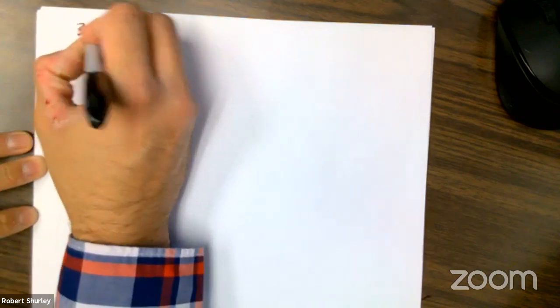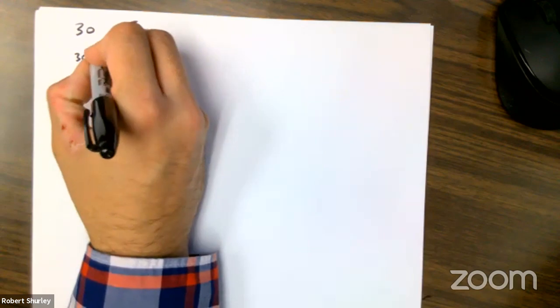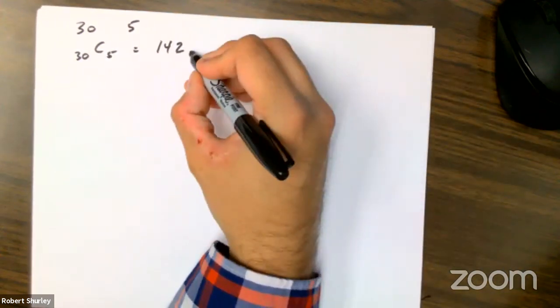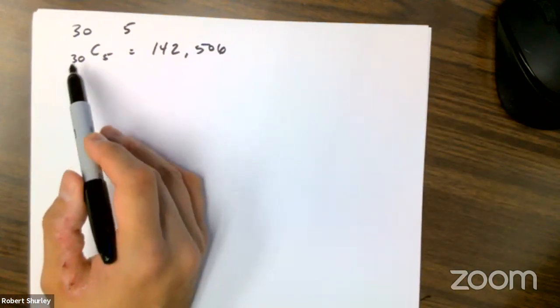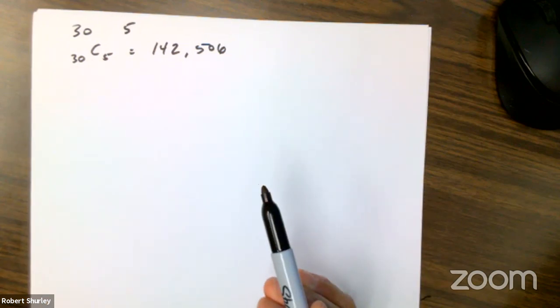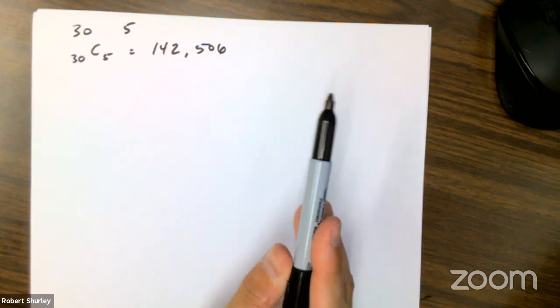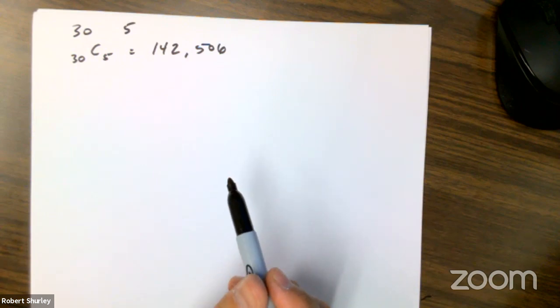Okay. So we've got 30 people at the event, and we've got 5. I'm going to do the one right before it first. It just asks for 30 choose 5, 30 combination 5, which winds up being 142,506. That's if we had 30 people at an event and 5 are going to be chosen at random to win a prize. There's 142,506 different groups of 5 if we've got 30 people.